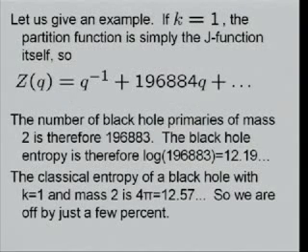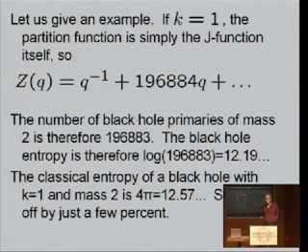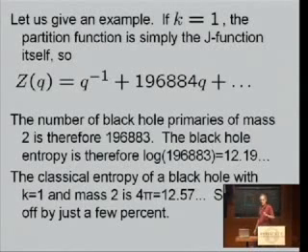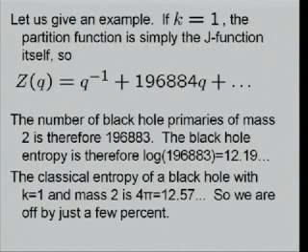Just for fun, if k is 1, the partition function is the J function itself, and the number of states at mass level 2 is therefore 196884, and one of them is the stress tensor, or I should say one state corresponds to an operator, which is the stress tensor. So the other 196883 states are primaries of dimension 2. And the black hole entropy is therefore the logarithm of 196883, which is 12.19 approximately, while the classical entropy of a black hole with k equals 1 and mass 2 is 4 pi, which is about 12.57. So we're only off by a little bit, and it gets better from there.